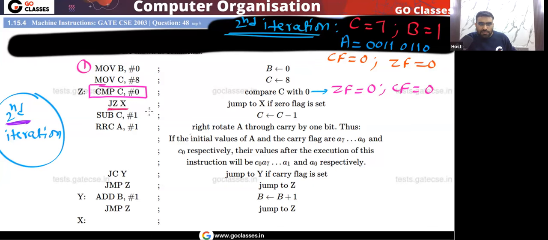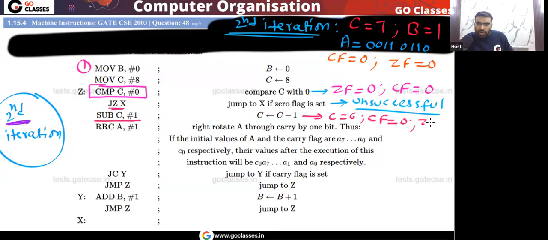After that, what will happen? This JZ, jump, will be successful only when C equals 0. This is unsuccessful because C is actually 7. Yes or no? So this is unsuccessful. Now you will go to this instruction. What will happen in this instruction? The C value has become 6 now. What about carry flag? That has become 0. What about zero flag? That has become 0. Simple.